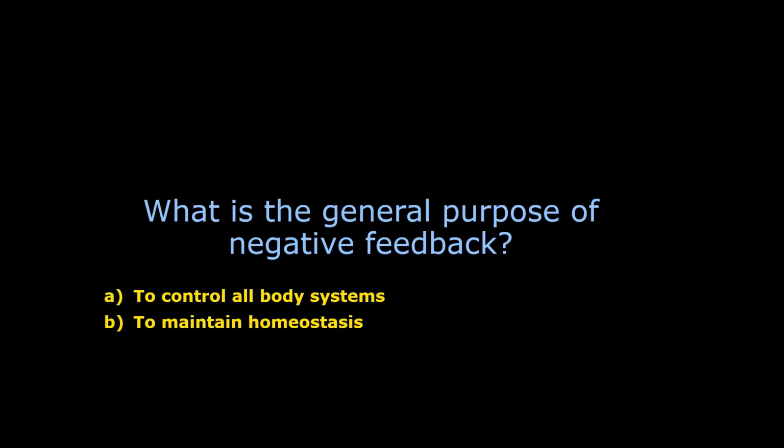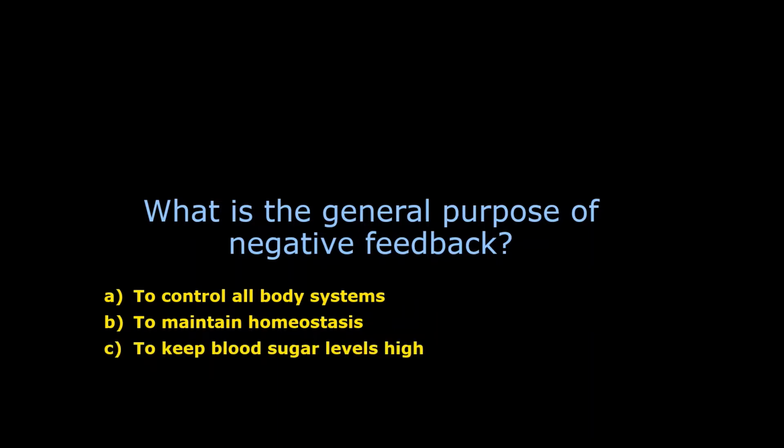What is the general purpose of negative feedback? Okay, just by a definition, like a flashcard definition, we know negative feedback has to do with turning off, right? Diminishing some sort of stimulus, right? So let's see if anything here looks like that. To control all body systems. No, there are some body systems that are controlled by positive feedback, right? To maintain homeostasis. That is true. We do use negative feedback to maintain homeostasis. Is there a better answer? Because that one's kind of weak.